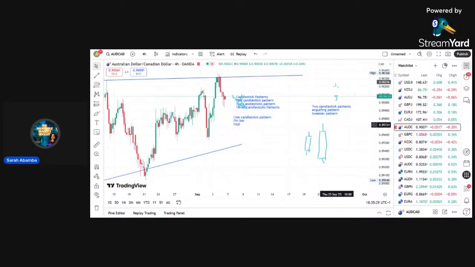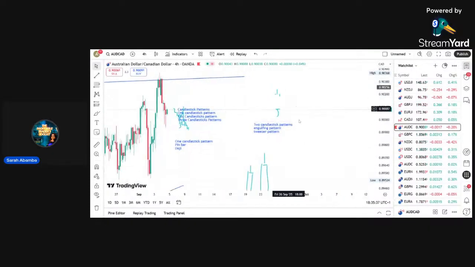So when it is like this, if it is a bullish engulfing pattern, that means the market is going to go up after it is formed. A bullish engulfing pattern means that the market is going to go up after it is formed.